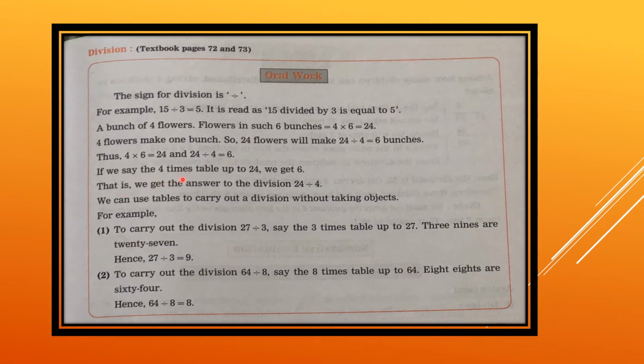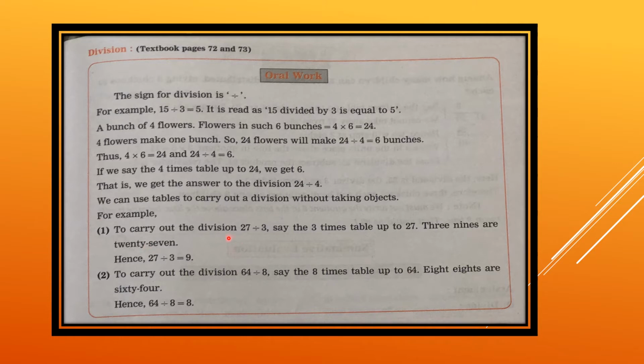So if we say the 4 times table up to 24, we get 6. That is, we get the answer to the division 24 divided by 4. We can use tables to carry out a division without taking objects. For example, you remember we learnt about repeated subtraction, or dividing it among different people one at a time and then finding out how many times we did that to get our answer. So here we are going to learn to carry out division without taking the objects.